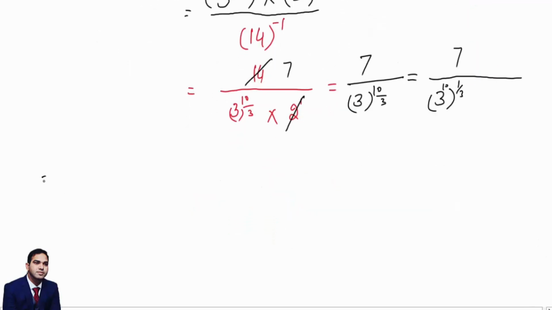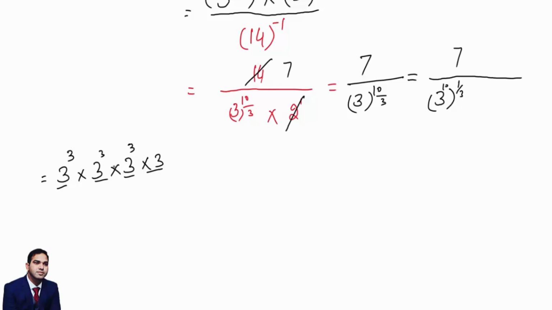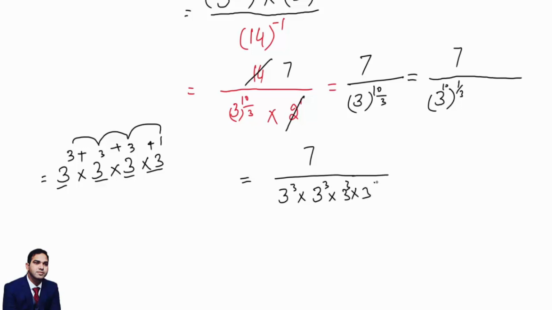Now 3 to the power 10 can be written as 3 to the power 3 multiply 3 to the power 3 multiply 3 to the power 3 multiply 3. So the bases are the same, and when they are multiplied, their powers will be added. So it again becomes 10. So this can be written as 7 over 3 to the power 3 multiply 3 to the power 3 multiply 3 to the power 3 multiply 3, and this is the third root. Clear? This 1 over 3 is the third root.